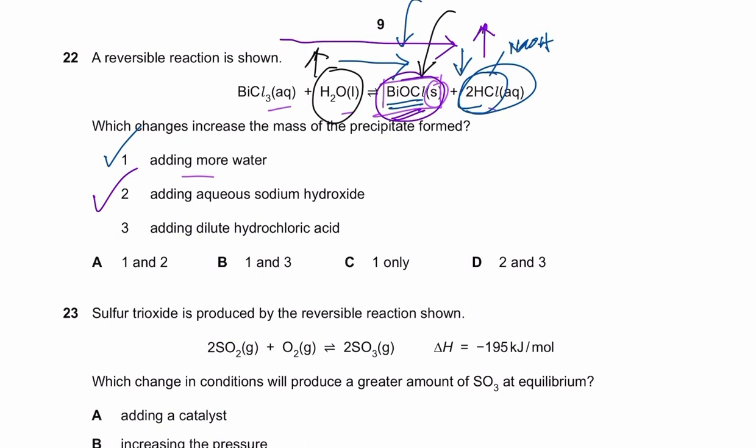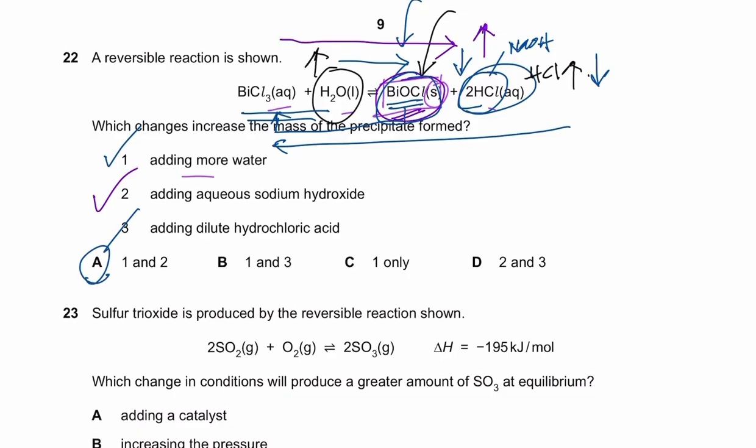Adding dilute hydrochloric acid. If you add more HCl here, therefore you're increasing the concentration of hydrochloric acid. The system will want to decrease the concentration of hydrochloric acid. Therefore, it'll shift the equilibrium to the left, forming more reactants, and therefore the mass of this precipitate would actually decrease, because it would decompose back into your reactants. So 3 is wrong, 1 and 2 are the right options. Therefore, A is correct.